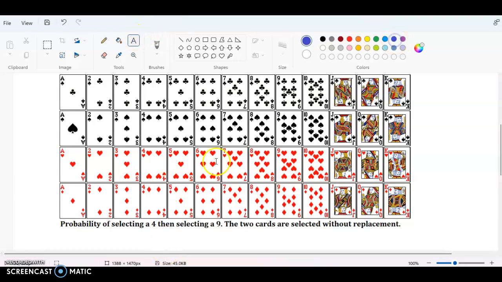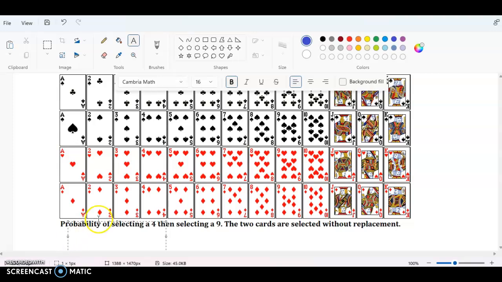So the probability of getting a 4 on your first selection is going to be 4 out of 52. We can write that as a fraction, 4 out of 52. Once we select that 4, whatever 4 it is, we take it out of the deck. Now we have one fewer card to select from. So instead of 52 cards, we have 51 cards to choose from on our second pick. Now we want to know the probability of selecting a 9 right after we have selected a 4 and taken it out of the deck.